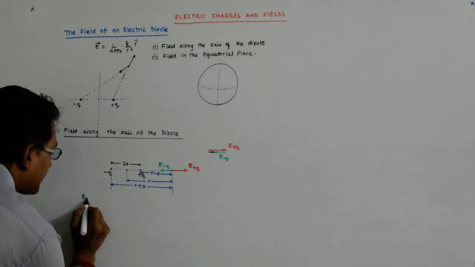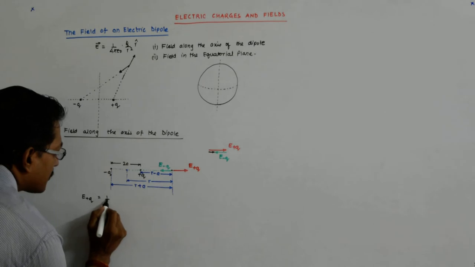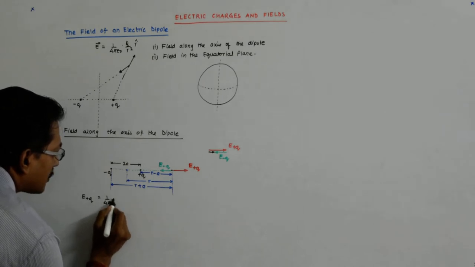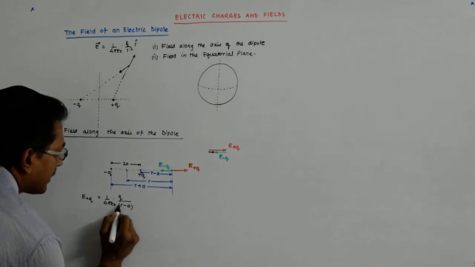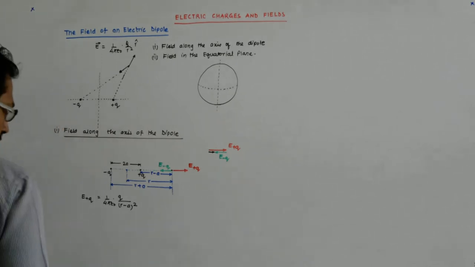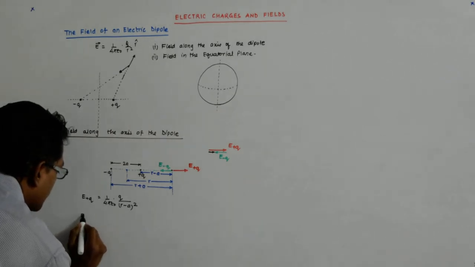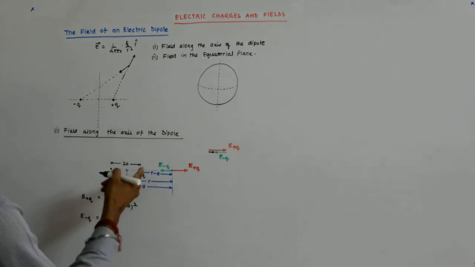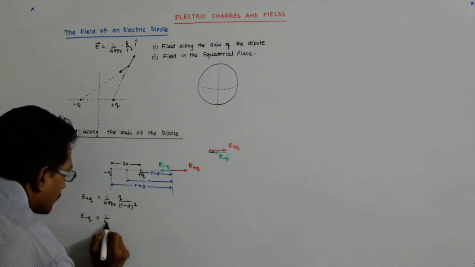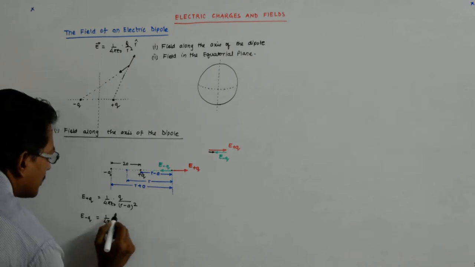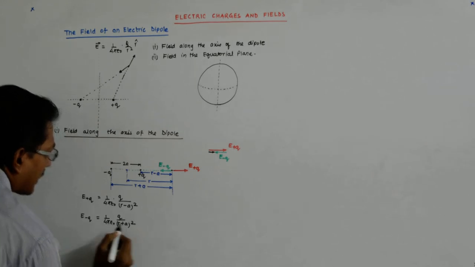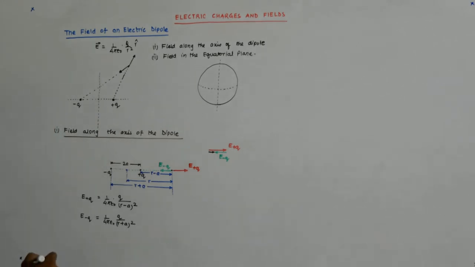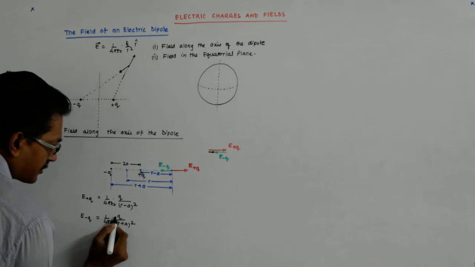What is E plus Q? That is 1 upon 4 pi epsilon naught, plus Q upon R minus A whole square. What is E minus Q? The field due to the negative charge. It is 1 upon 4 pi epsilon naught into Q upon R plus A whole square. Right? It is due to the negative charge.